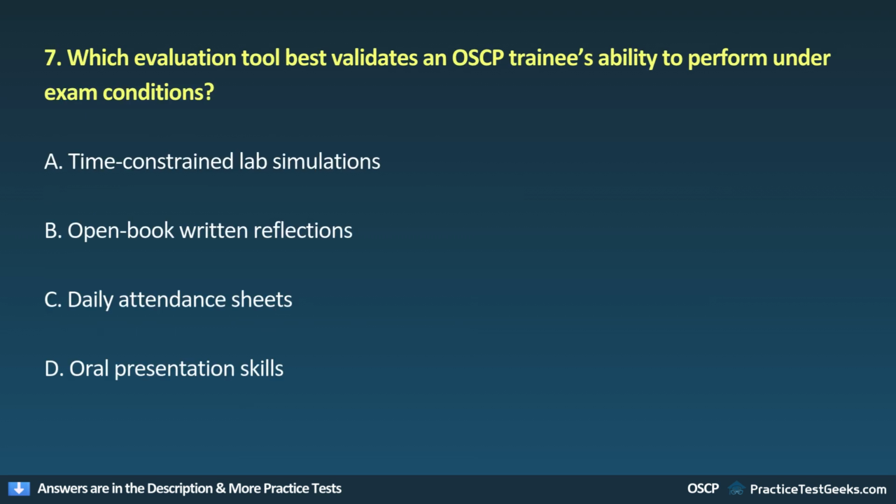7. Which evaluation tool best validates an OSCP trainee's ability to perform under exam conditions? A. Time-constrained lab simulations. B. Open book written reflections. C. Daily attendance sheets. D. Oral presentation skills.